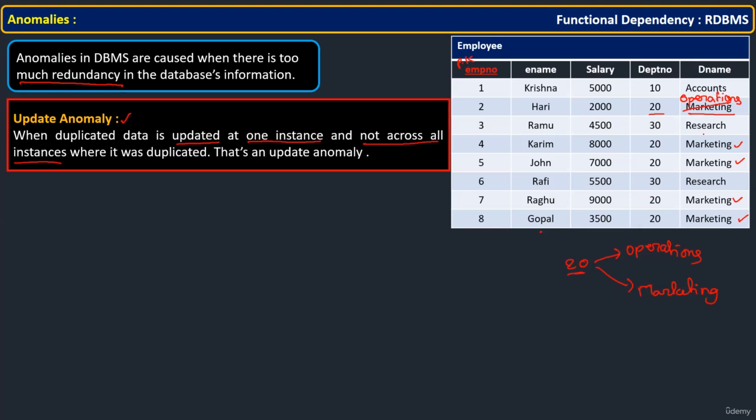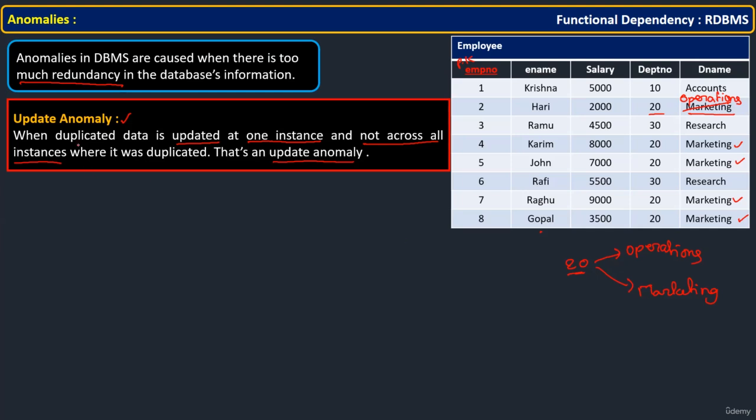So whenever duplicate data is there, if you update a few instances and don't update the other instances, then that is called the update problem. However many times marketing appears throughout the table, that many times you have to update it. That is a big burden, first of all. And if you don't update some of the duplicate values, then it leads to confusion, so a conflict is going to happen. This is one of the problems, that is, the update anomaly.